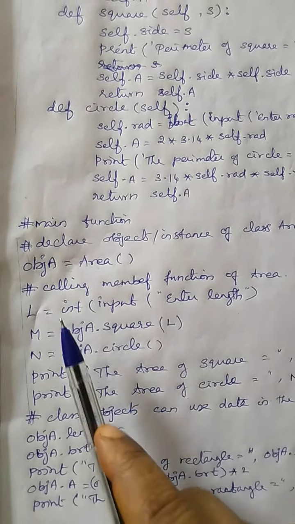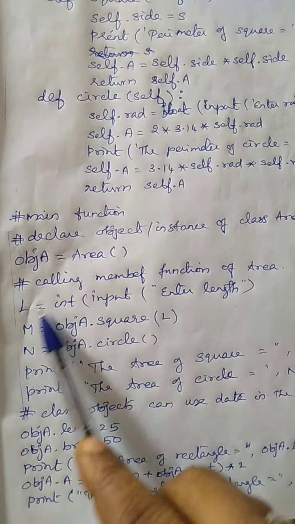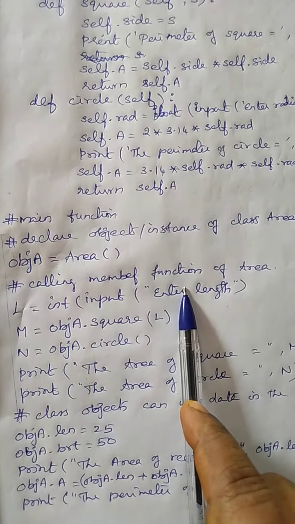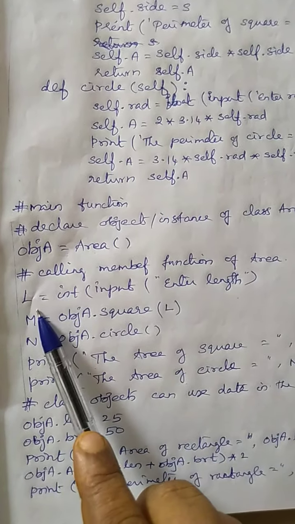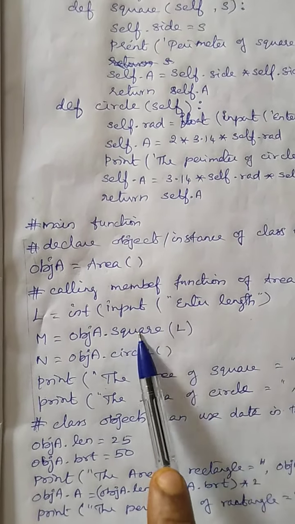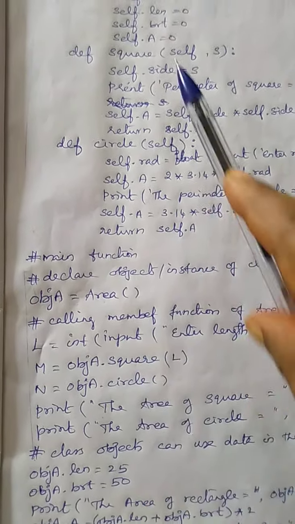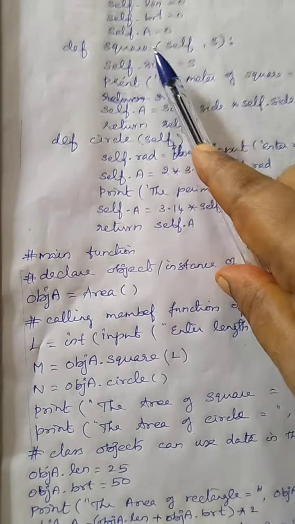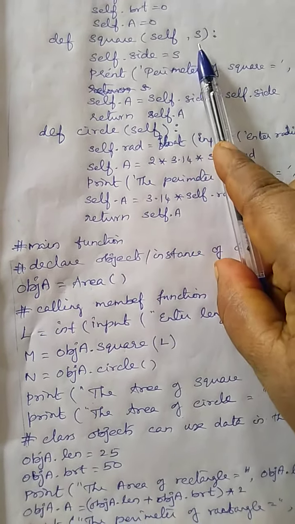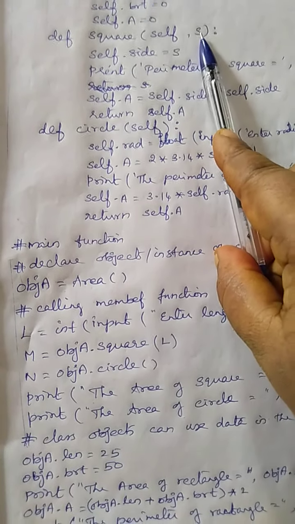See, we are going to declare some variables. See, L is equal to int of input of enter length. We are going to get the length. Yes, then here m is equal to obj.square_of. Now we are going to call the member function square_of, which is inside the class, which requires one data. The self is a default argument, the other s is the argument which is needed.